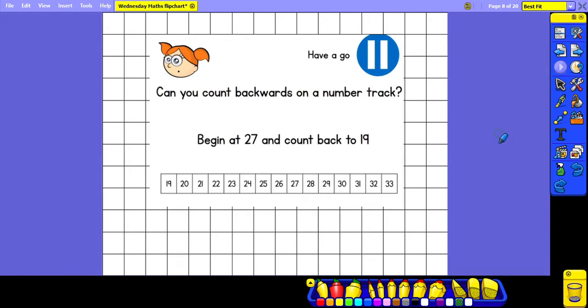This time you're going to have a go by yourselves of counting backwards on a number track, and you are beginning at 27 and counting back to 19. So pause the video now and have a go. Okay, so if we're starting at 27, let's find that. And then we're counting back to 19, so we are counting this way on the number track. So 27, 26, 25, 24, 23, 22, 21, 20, 19.